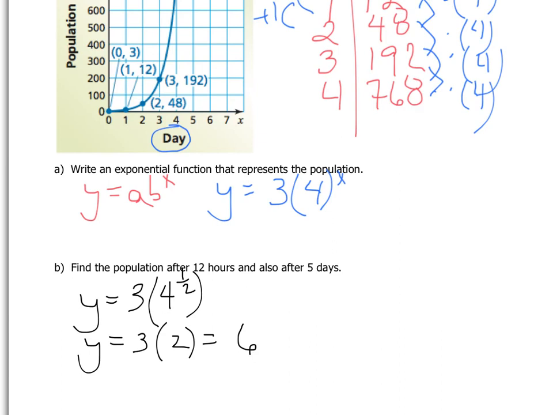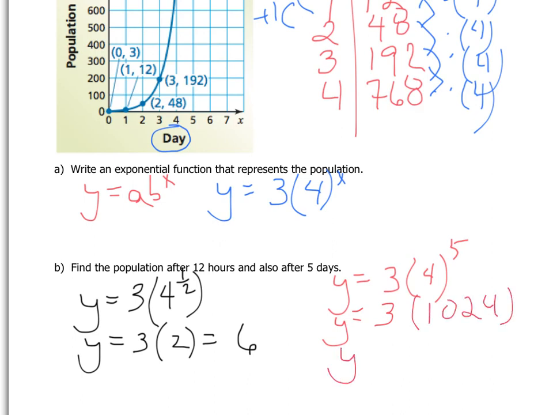Then when we switch over to the 5th day, again for the model we would have 3 times 4 to the 5th power. When we evaluate the rest of this, 4 to the 5th power is 1024, and so y is going to equal 3072. So there you have it.